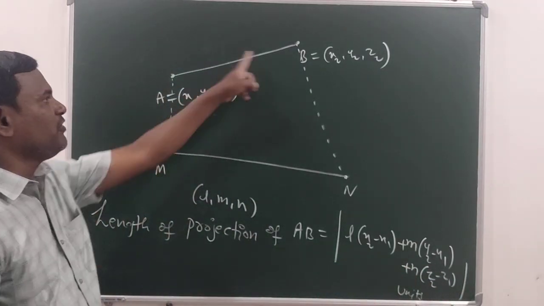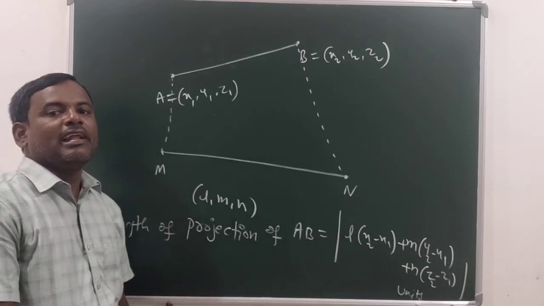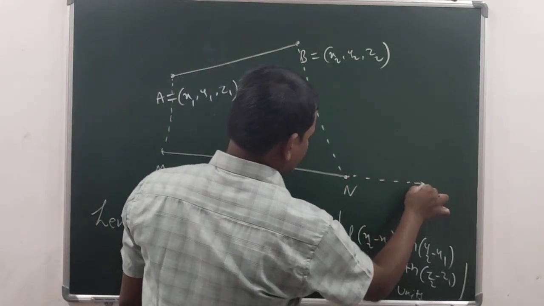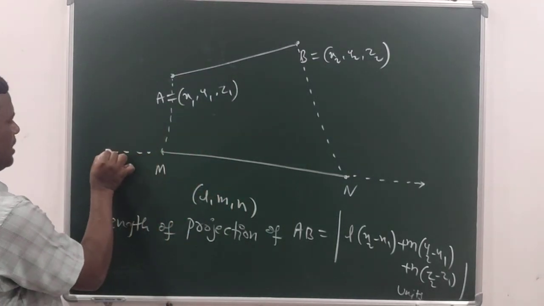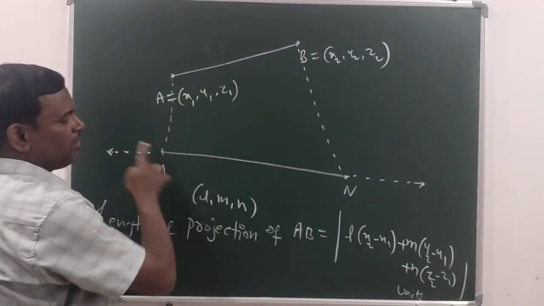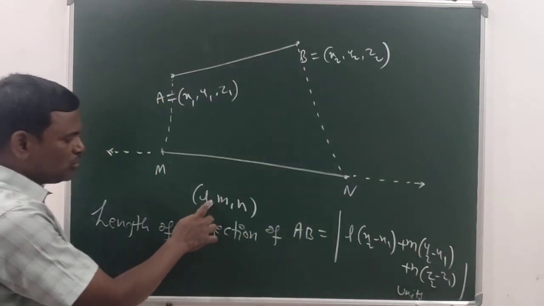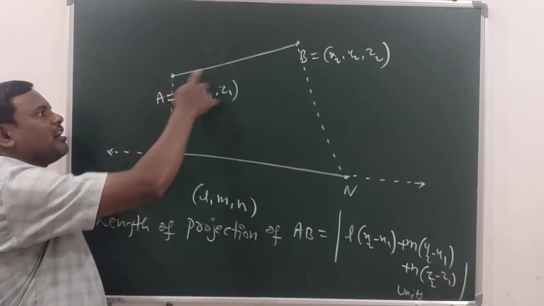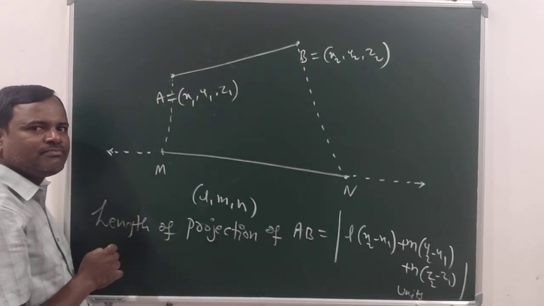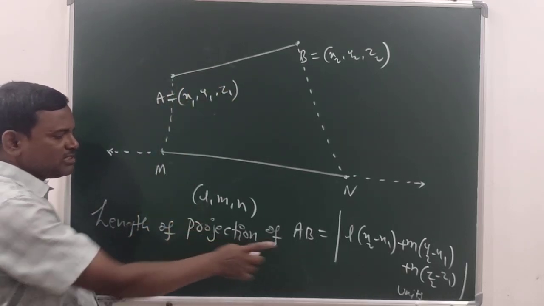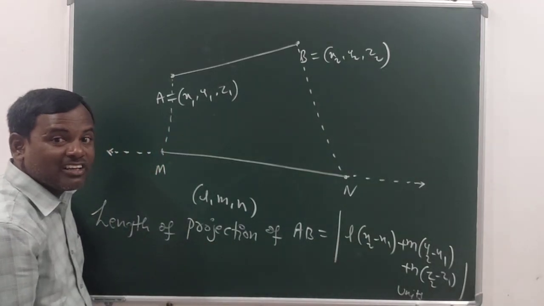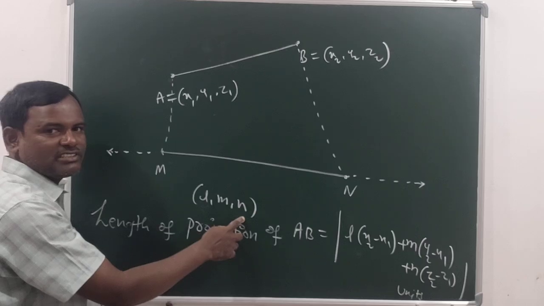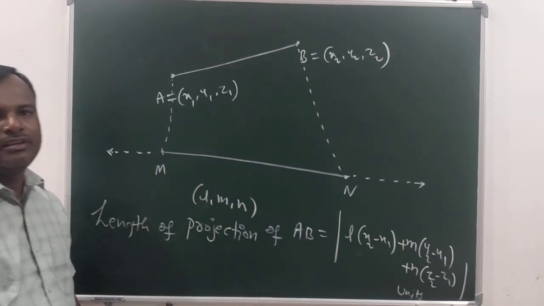Length of projection of AB on a line, that is MN. If you extend this line on either side, that projection part of AB on this line be MN, whose DCs are given. L, M, N are the DCs of this line, and one line segment is given. Okay, now what is this? Length of projection of AB on this line, where L, M, N represent DCs of this line.